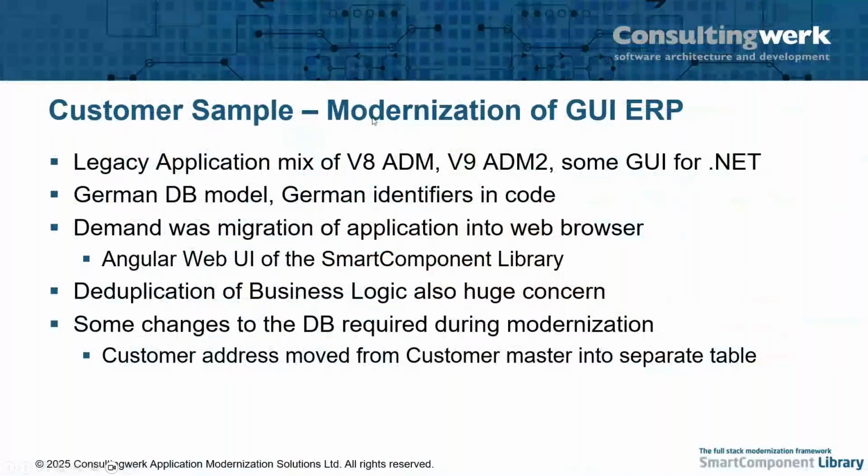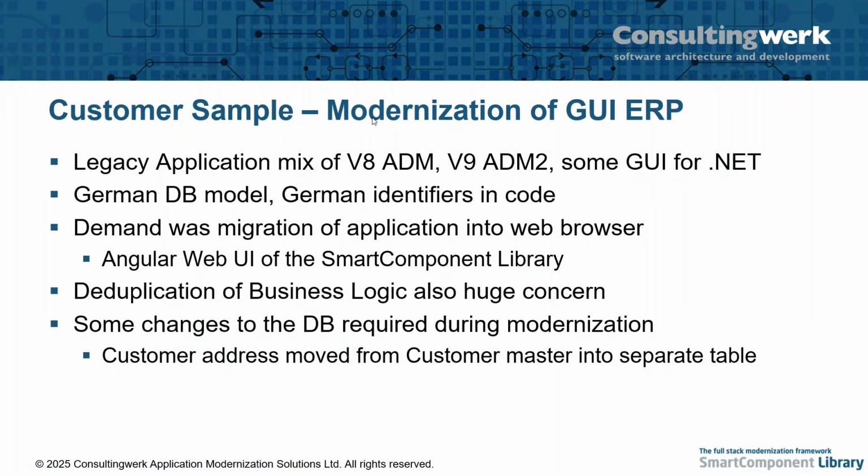But let's start looking at what we do with the AI assistance in terms of modernization. I'm going to start with a couple of screenshots from an actual project that we finished, was it January, February this year? The application started as a Progress GUI legacy application, a mix of version 8 ADM1, version 9 ADM2, and some GUI for .NET. So a little bit of everything, sometimes even mixed in a single screen.